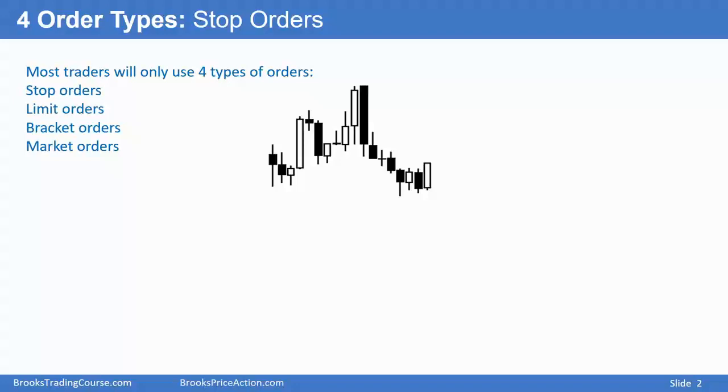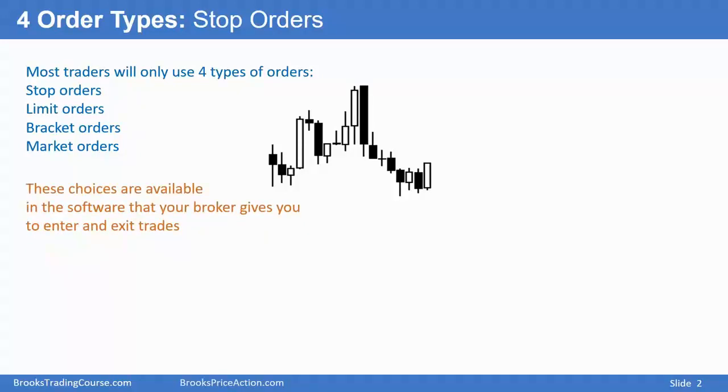Most traders should only use these 4 types of orders: stop orders, limit orders, bracket orders, which are a combination of a stop plus a limit order, and market orders. When you open an account with your broker, he'll give you software that will allow you to trade, and these will be choices that are available in that software. They allow you to enter and exit trades.